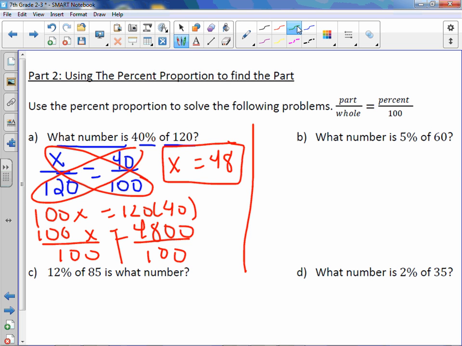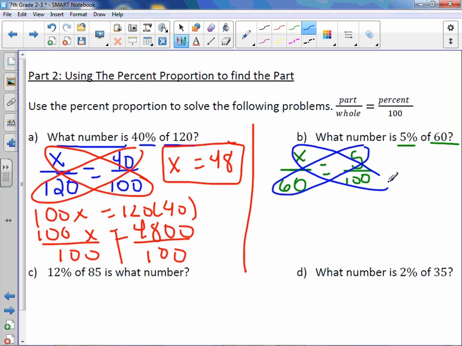Letter B. Start with your blank proportion. 100 always goes in the denominator. One of the denominators. It doesn't matter which one. What number is 5%? It has a percent symbol, which means it goes over 100. Of 60. Of 60 means the whole, which means you're finding the part again. Cross multiply.